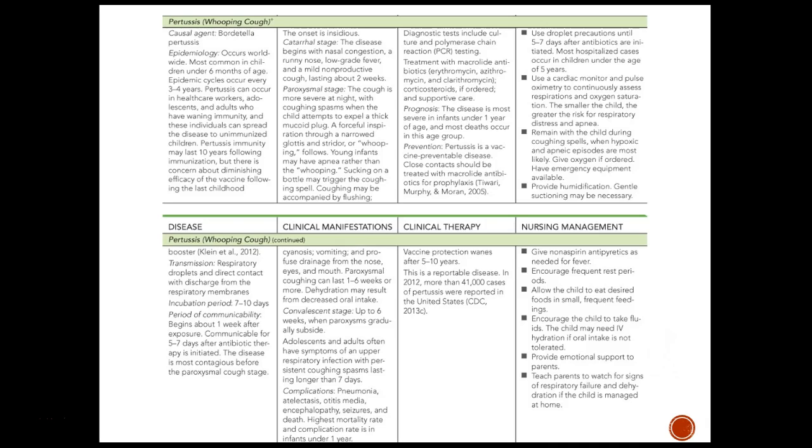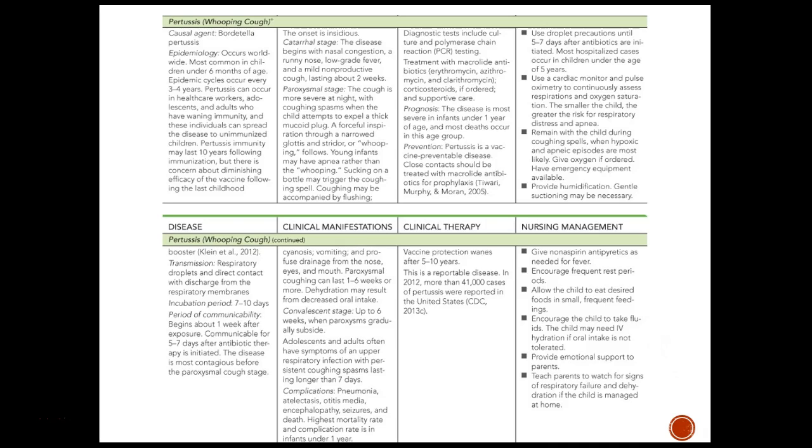And then the disease moves on into the paroxysmal stage, where the cough becomes more severe. And typically you find that it's more severe at night. We have this forceful inspiration that happens, and because the glottis becomes narrowed, we have stridor and this whooping sound, which is why it's nicknamed whooping cough. Young infants, so babies, may actually exhibit longer periods of apnea instead of the whooping cough. So that's something to be aware of.